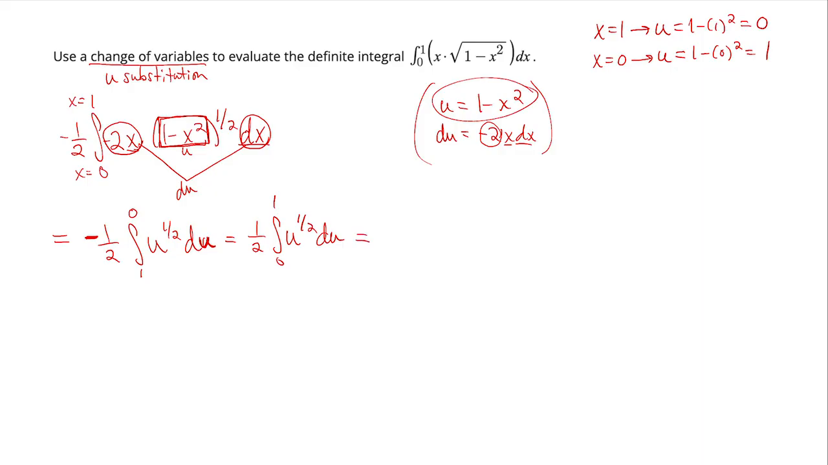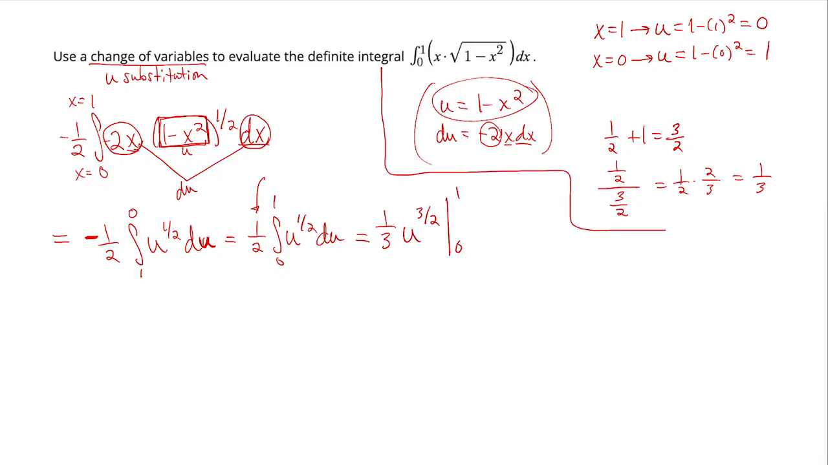So I can go ahead and integrate. Let's find the antiderivative of u to the 1/2. So we'll take that exponent of 1/2 and add 1 to it to get 3/2. Okay, so I'll end up with u to the 3/2. And then I need to divide by 3/2. So in other words, that 1/2, this 1/2, I'm dividing by 3/2, which is the same thing as multiplying by 2/3, which then reduces to 1/3. Okay, evaluating from 0 to 1.